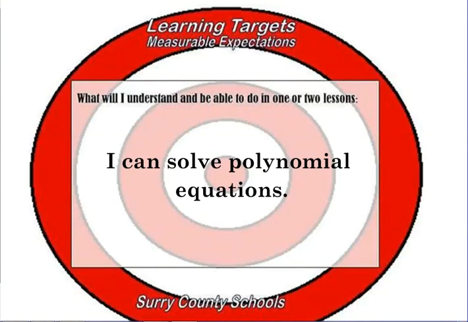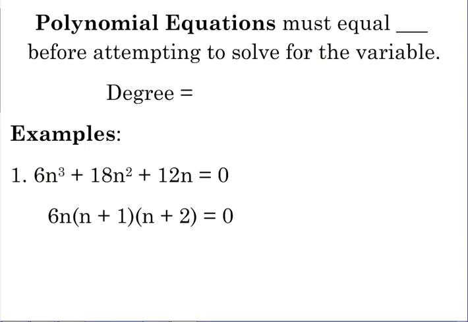All right, so solving polynomial equations. First thing that we need to know, polynomial equations must equal blank before attempting to solve for the variable. What do you think goes in that blank? 0. Okay, y'all already know this. Quadratics, you had to do that with quadratics. If you had a quadratic equation, it had to be equal to 0 before you could factor and solve or use the quadratic formula and solve. It must be equal to 0 before attempting to solve for the variable.